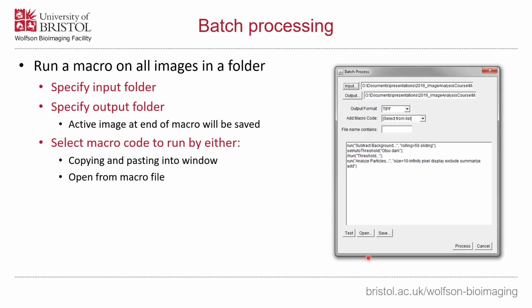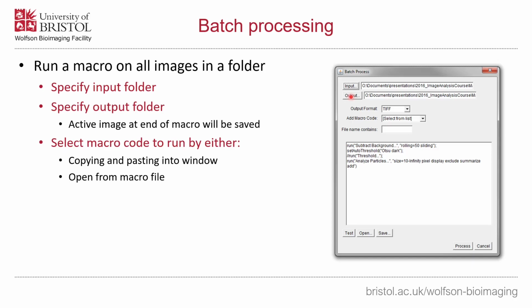So now say, okay, that works for a particular image. Now we want to use a second image. Well, the way you could do that is by using the batch processor. So this is in ImageJ, it's Process, Macro, Batch Process. And you specify here your input folder. So this is just a folder containing a load of images that you want to process. Then you'd specify an output folder. So what the output folder will do, it will save the active image once that macro is run.